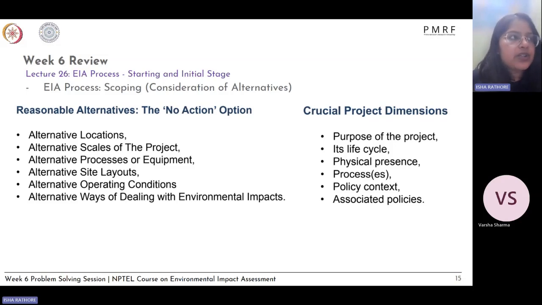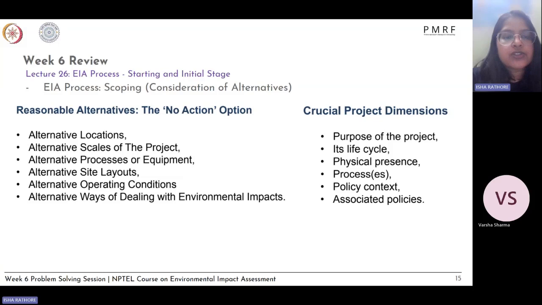That is, if you're trying to build, let's say, in a forest, and clearing that land is going to lead to a very significant environmental impact, then you need to look at an alternative location instead of that particular site for your project. Similarly, you need to look at alternative scales of the project based on the requirements of your development project.